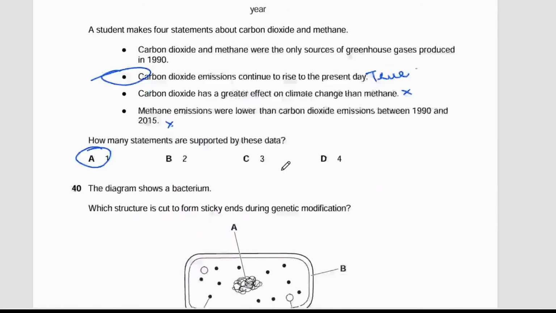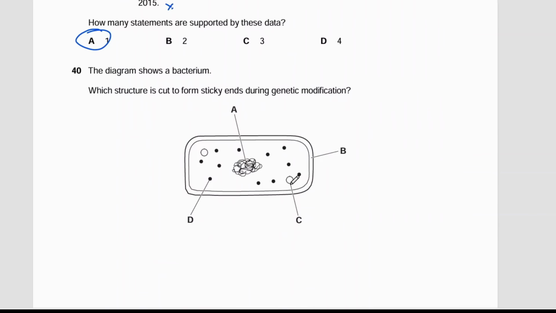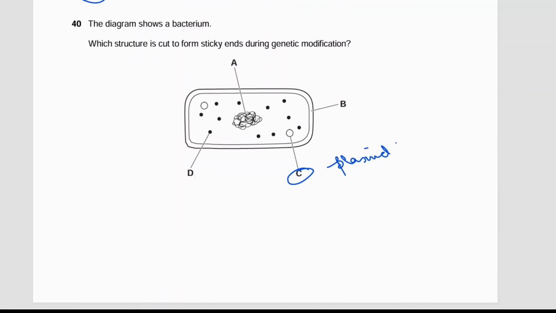The next one is, okay. A bacterium is given. Which structure is cut to form sticky ends during genetic modification? C. Plasmid. Correct. Okay. So this is for one paper. I'm sending you another paper for IGCSE. So you have to attempt that paper.